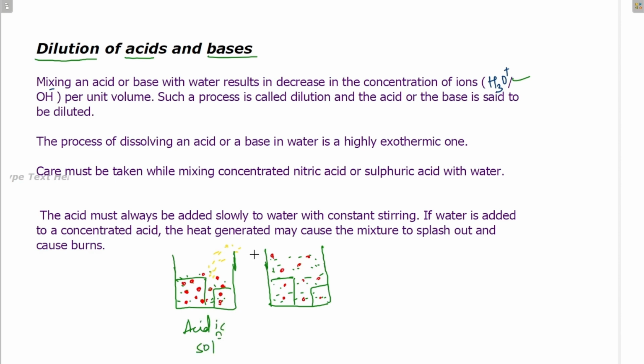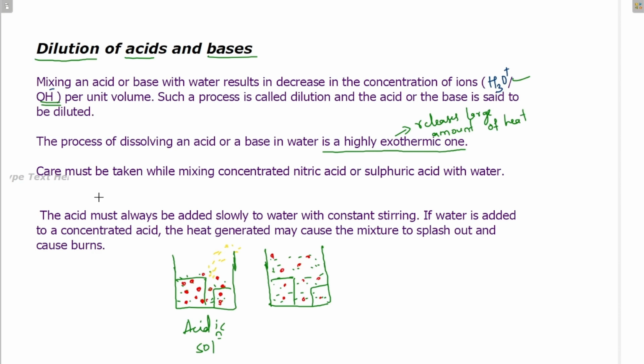And this is the same in case of basic solution also. It will also cause a decrease in the concentration of hydroxyl ions per unit volume once we dilute the acidic or basic solution. So this is what happens whenever we mix an acid or base with water. And remember that whenever we dissolve acid or base in water, it is a highly exothermic process, means a large amount of heat is produced. It releases a large amount of heat.